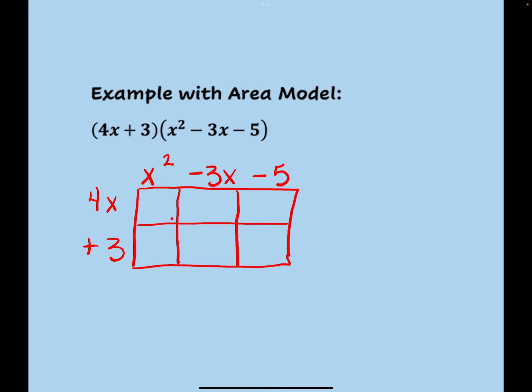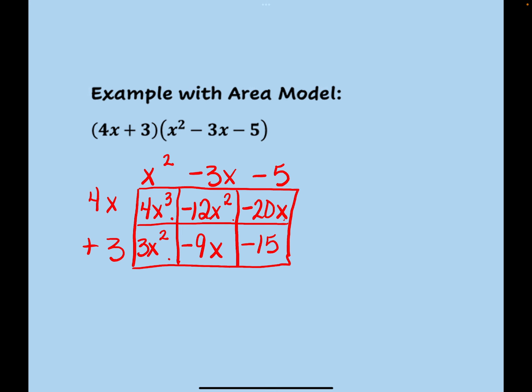Okay, in this top left box, 4x times x squared gives me 4x to the third. Then I have 4x times negative 3x gives me negative 12x squared. Then I've got 4x times negative 5 gives me negative 20x. Now let's go ahead and work with that bottom row. So 3 times x squared gives me 3x squared. 3 times negative 3x gives me negative 9x. And 3 times negative 5 gives me negative 15.